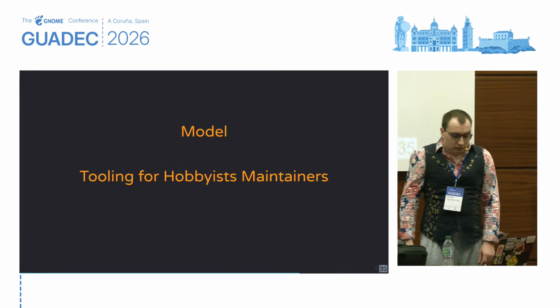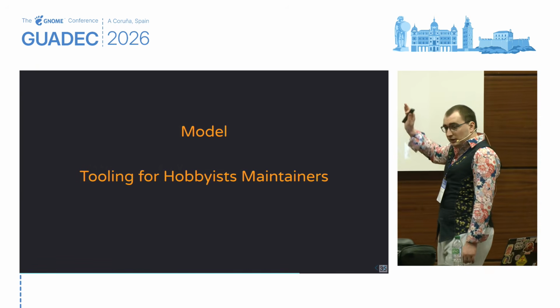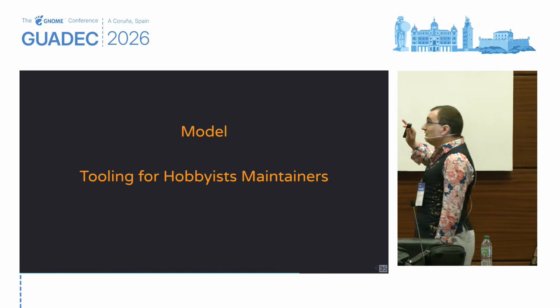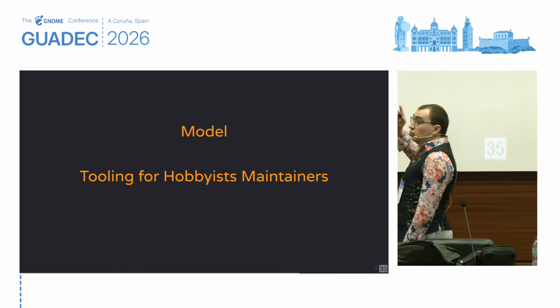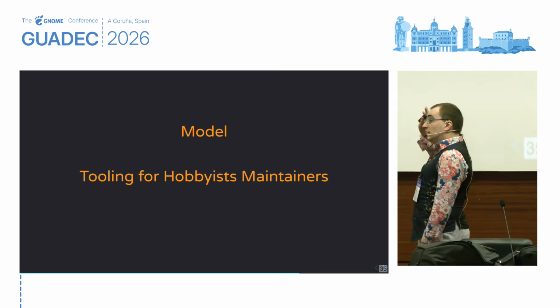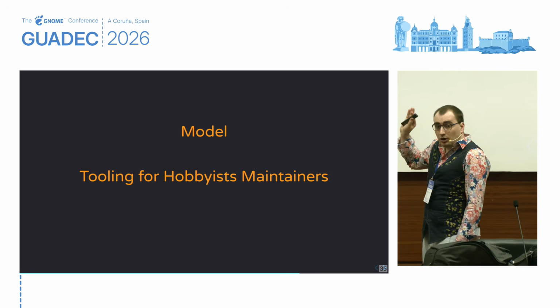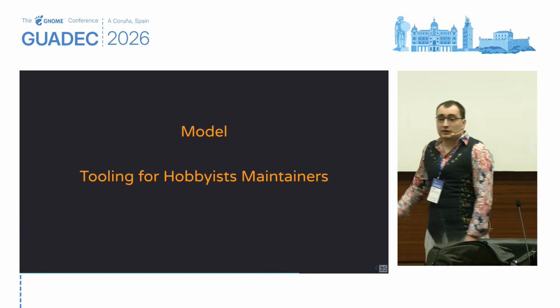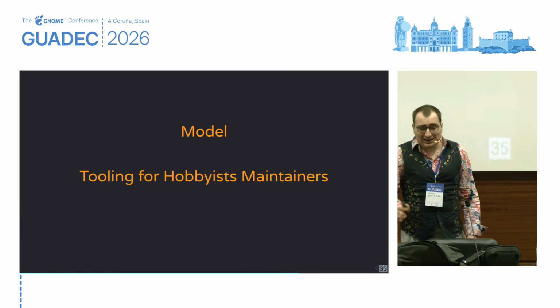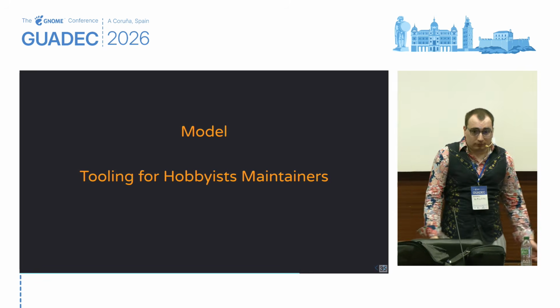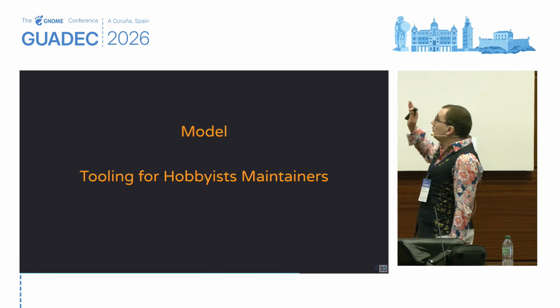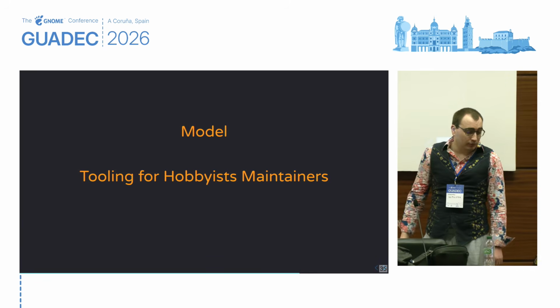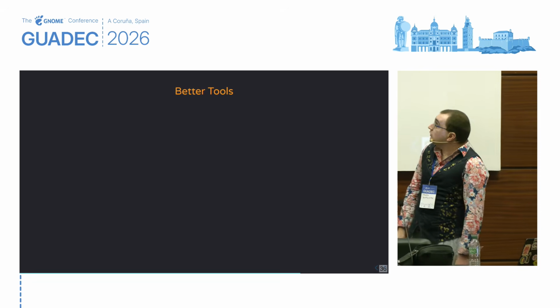So the model would be tooling for hobbyist maintainers. And what I mean by that is tooling that is explicitly designed to work within the constraints, limits and needs of hobbyist maintainers. Because we know that hobbyist maintainers are at least 50% of the code running out there in production. That's the one we need to focus on if we want maintainership, if we want maintenance.